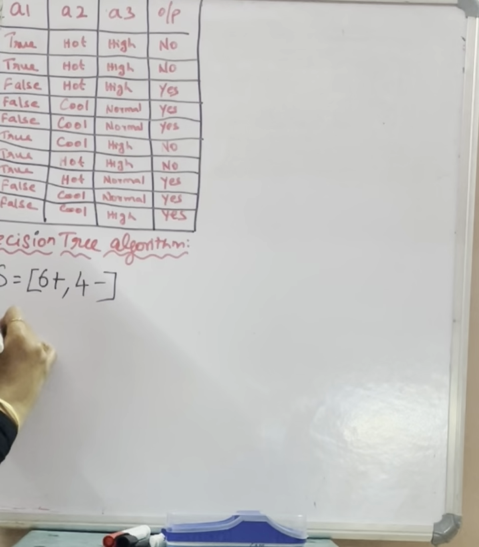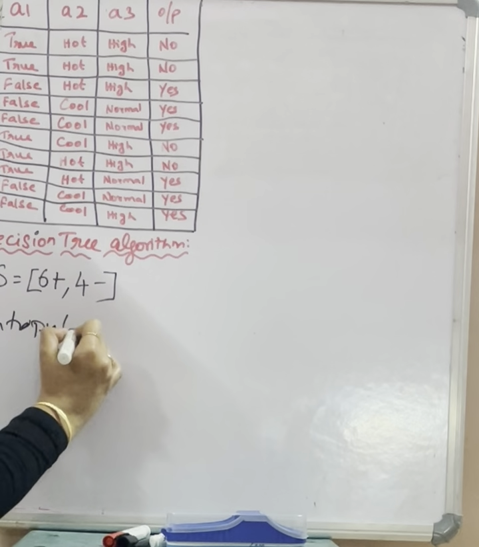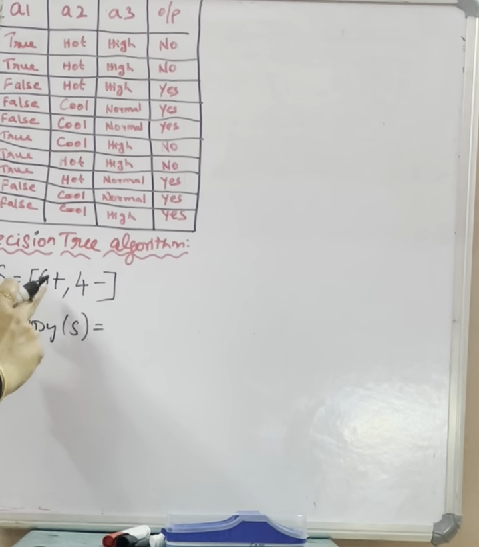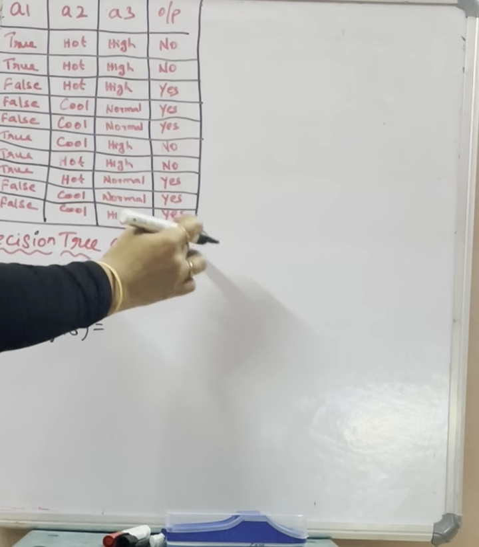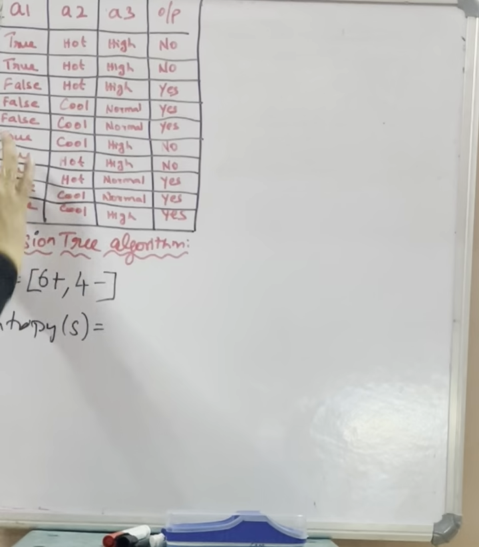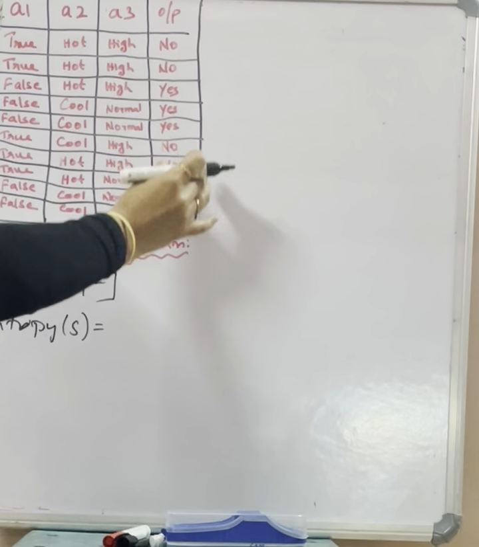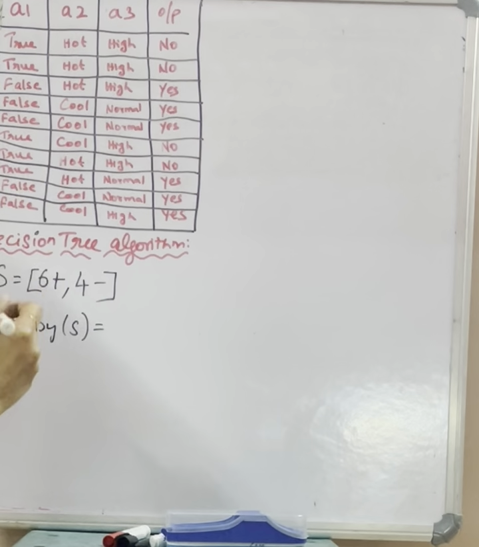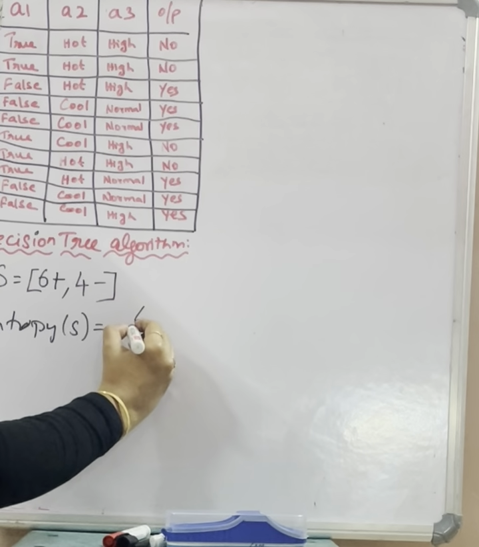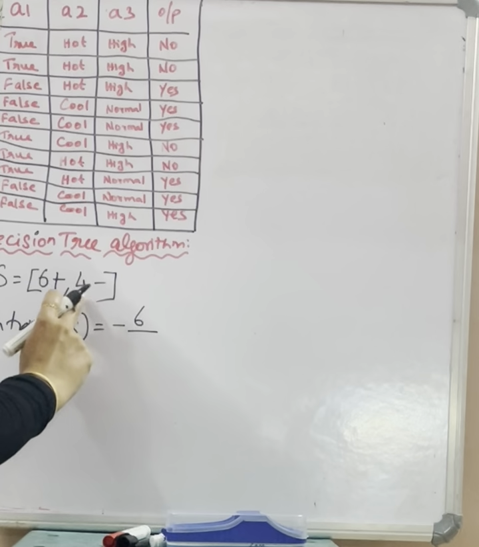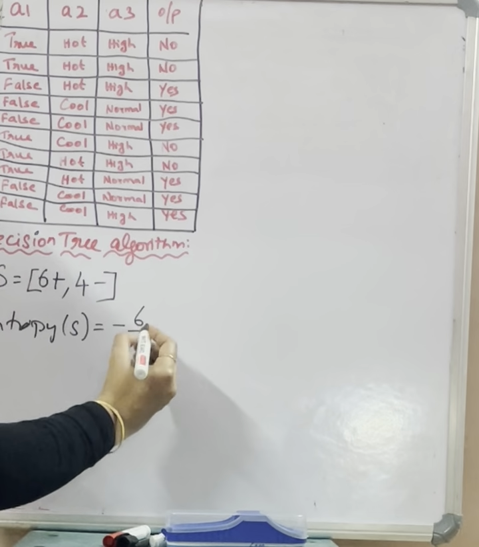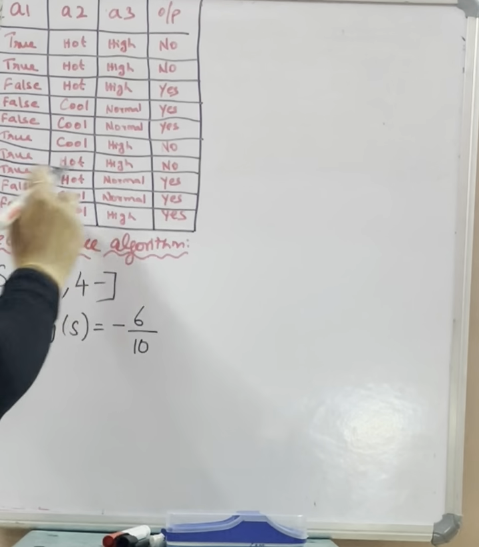So first we have to find the entropy of S. We have 6 positive and 4 negative in the outcome. This is the entropy of the whole sample, hence we are considering only the output values. So now we will apply the formula. We have 6 positive and 4 negative, so 6 out of 10. Totally we have 10 samples.